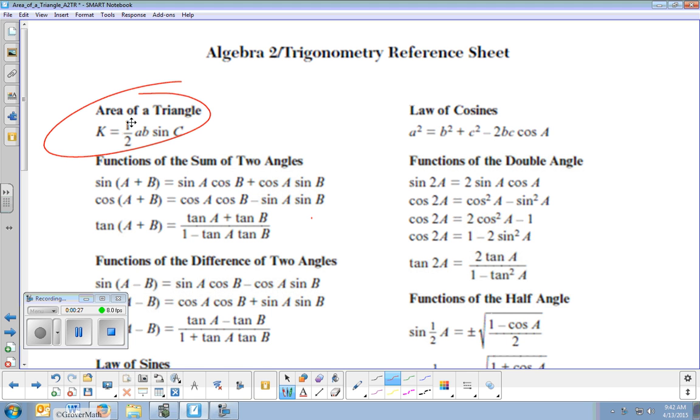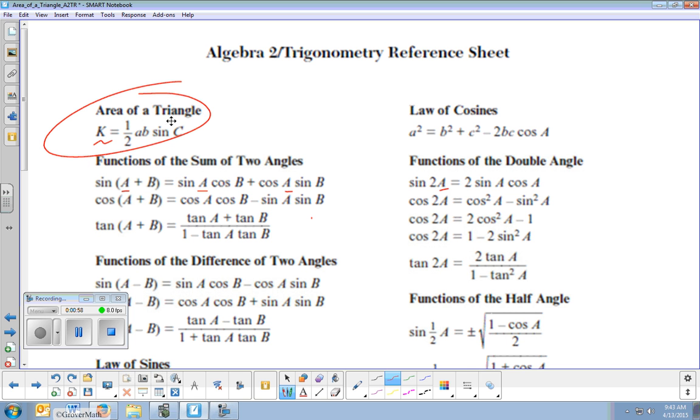Now notice that first of all, they use the letter K for area, which you maybe would have thought they'd use capital A. But the problem with capital A is that we often use A to represent one of our angles that we see here, like sine A plus B and sine 2A. A is being used as an angle in this course, so we didn't want to do A equals because that would imply angle equals. So K is not a commonly used letter to represent an angle, so that's what we're using for area.